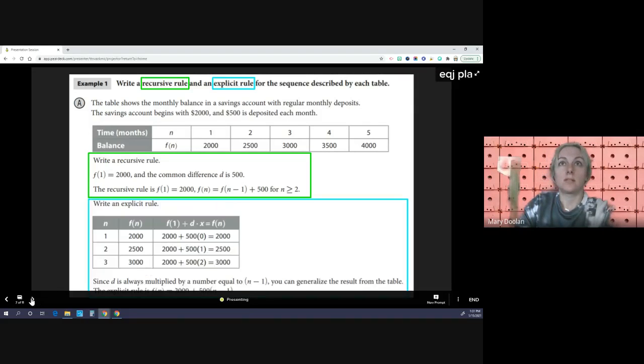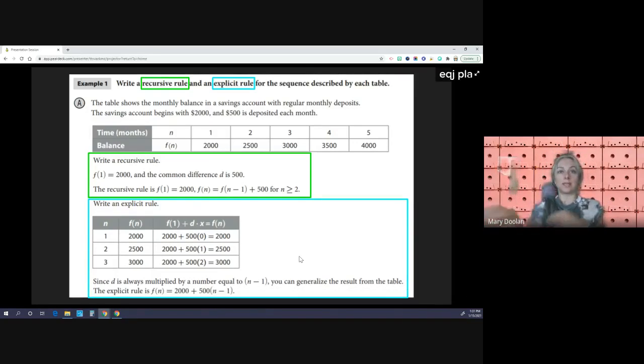For the explicit rule, since d is always multiplied by a number equal to n minus 1, you can generalize the result from the table. So our explicit rule is f of n is equal to 2,000 plus 500 times n minus 1. And so these are two different rules that we could use to find any value in that table for any value of n, any number, 1,000 months away from now. We can plug it into either of these and figure it out.